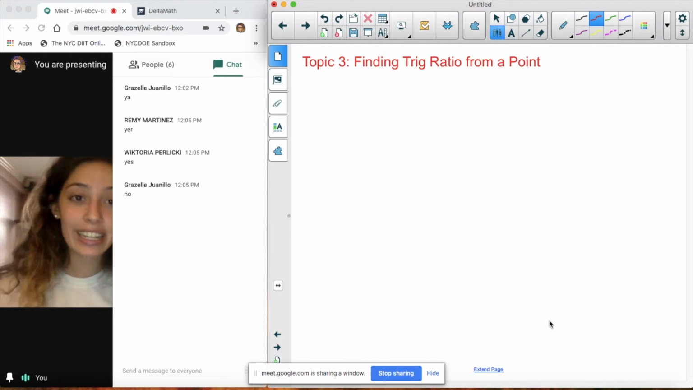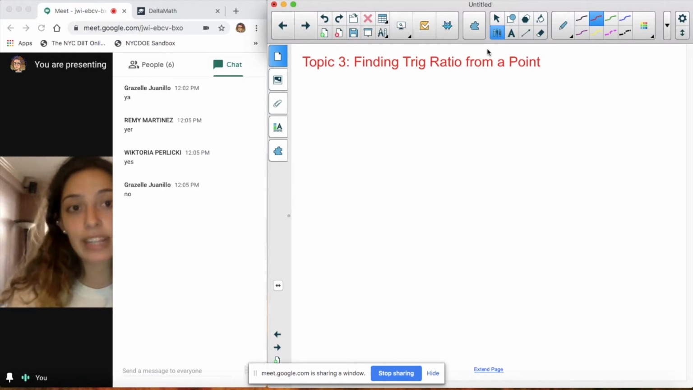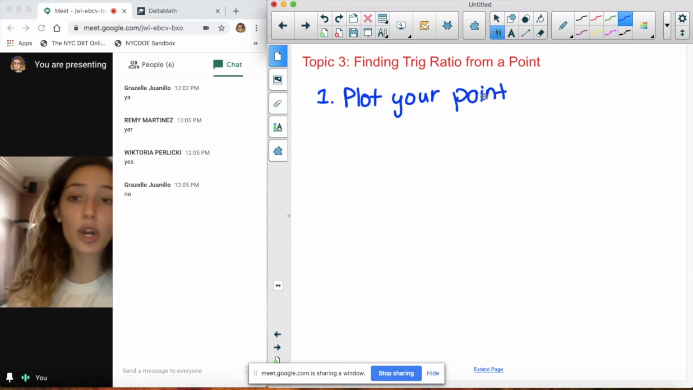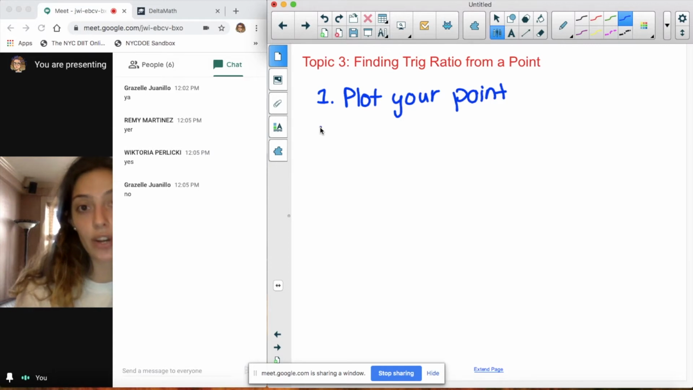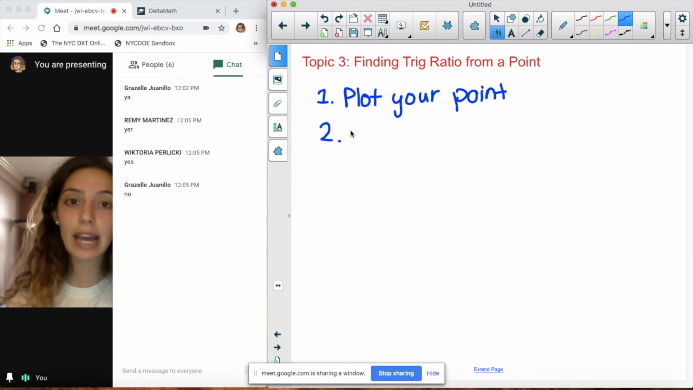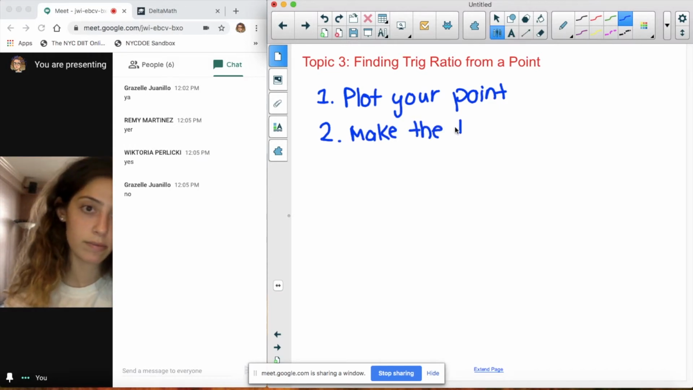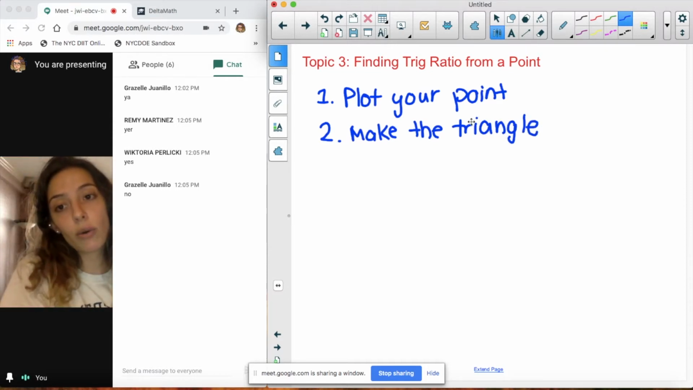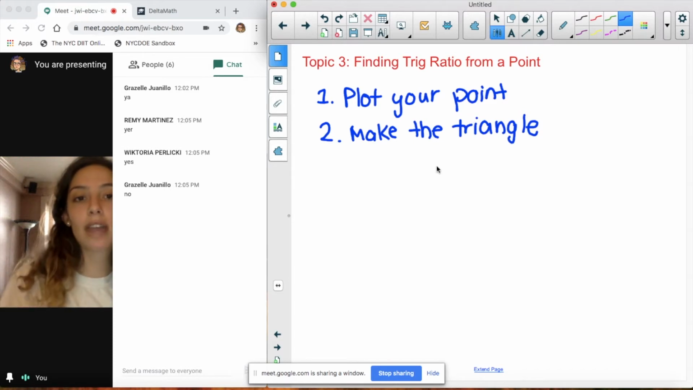All right, finding a trig ratio from a point. I'm going to write the steps down. So the first step here would be to plot your point. Okay, you need to know where that point is on the coordinate grid. Your second step would be to make the triangle. You can be more specific if you want, so you could say connect the point to the origin and then connect the point to the x-axis.